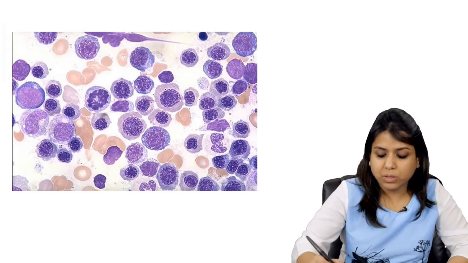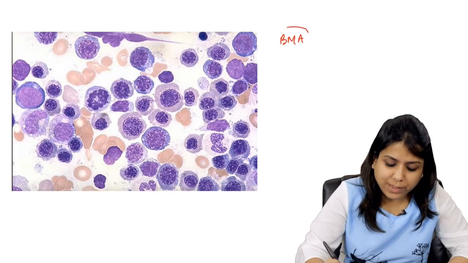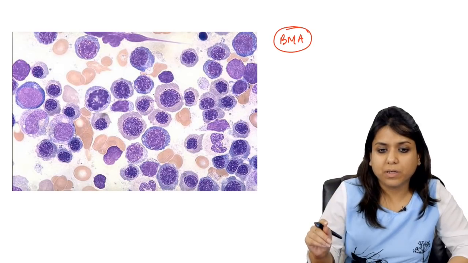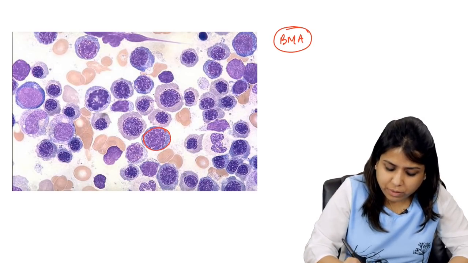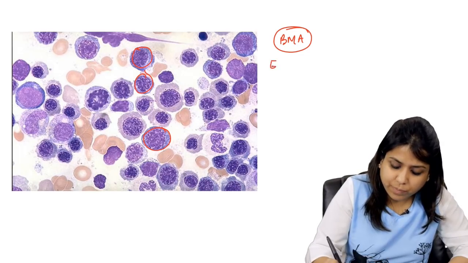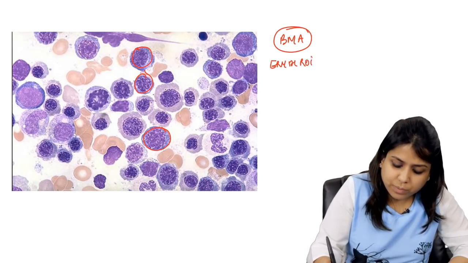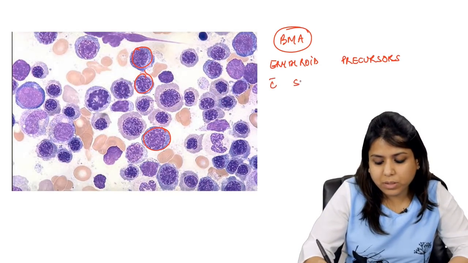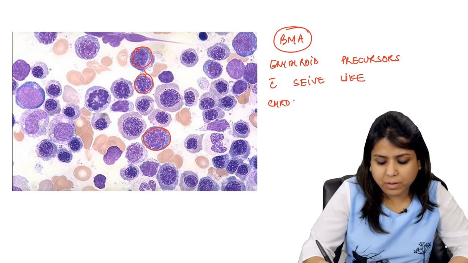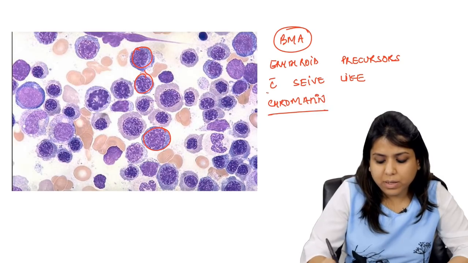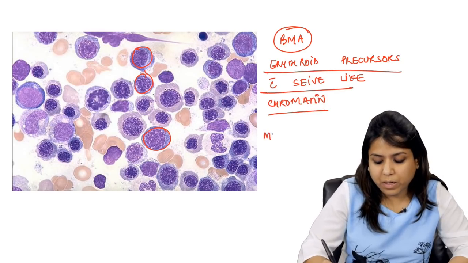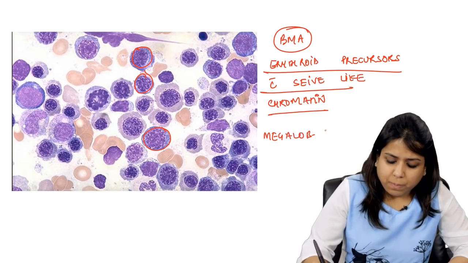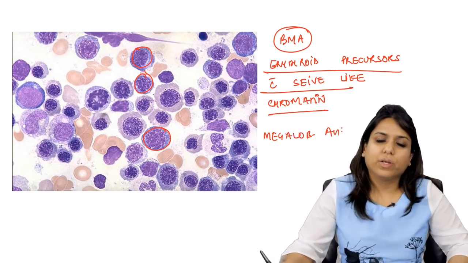Last hematology slide, students. This is also a bone marrow aspirate. In this aspirate, you can see erythroid precursors. You know what a sieve is? Sieve is a chalni, right? Erythroid precursors with immature chromatin, which is called sieve-like chromatin. And this sieve-like chromatin is a characteristic feature of megaloblastic anemia, due to vitamin B12 or folate deficiency.